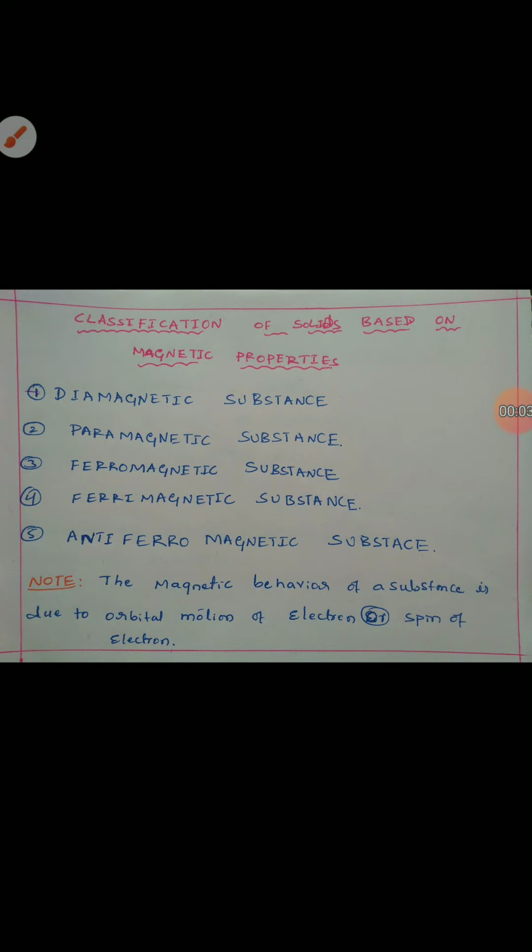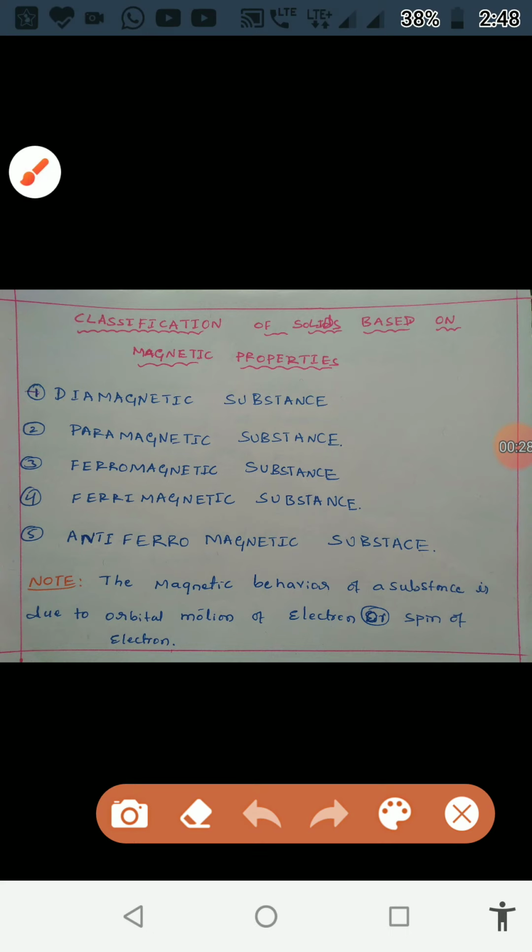Hi everybody. Today we shall move on to the last part of solid states, that is classification of solids based on the magnetic property. Based on the magnetic property, the solids are classified into many types like diamagnetic substance, paramagnetic substance, ferromagnetic substance, ferrimagnetic substance, and antiferromagnetic substances. So these are all the classification of solids based on the magnetic properties.